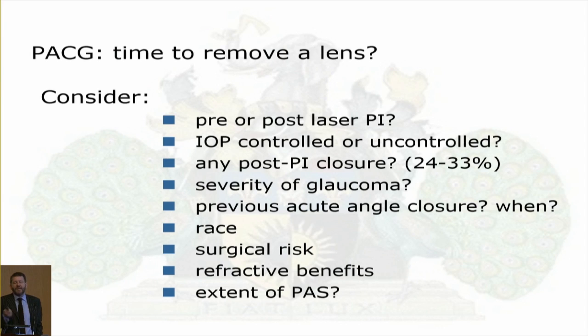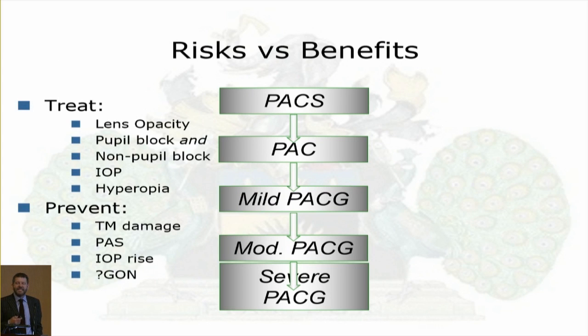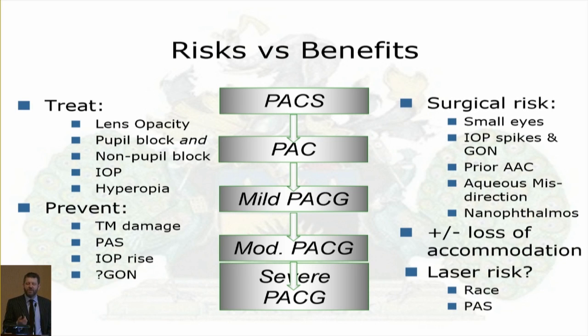So what are we going to consider when we're considering whether or not to follow the results of this randomized controlled trial? Well, it's all the usual concerns. Have they already had an iridotomy? Is their IOP controlled or uncontrolled at this time? How much post-iridotomy, if they've had one, closure remains? What's the severity of their glaucoma? The surgical risk. There is a significant number of benefits specifically with angle closure for removal of a lens, but there are significant greater risks. So it becomes a much more complex risk-benefit analysis and surgical decision.